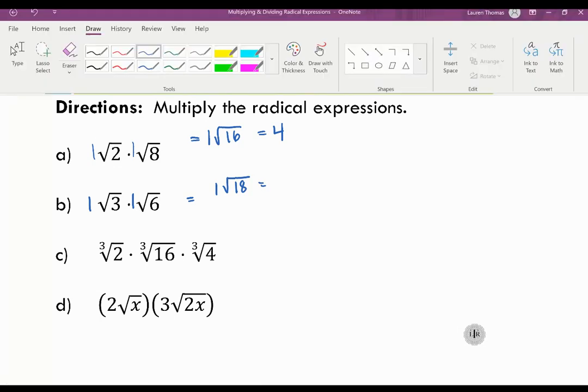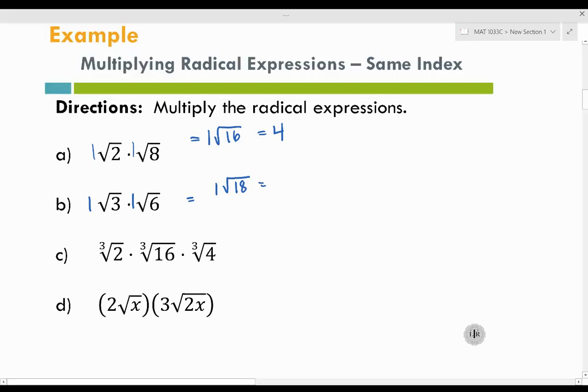Then we're going to simplify if necessary. So we're going to break down that radical. 18 is not a perfect root, so we're going to come over here and break 18 down into primes. 18 is the same thing as 2 times 9. 9 is 3 times 3. When we simplify that, because the index is 2, we need to pull out a pair of 3s, and this 2 here is going to stay on the inside. So when we go to write our answer, it is 3 times the square root of 2.